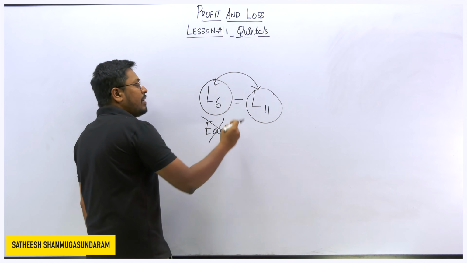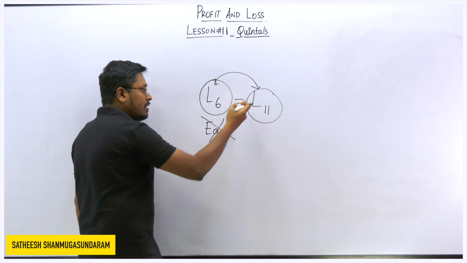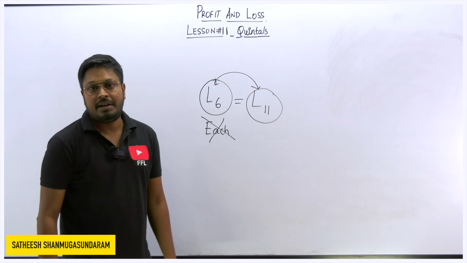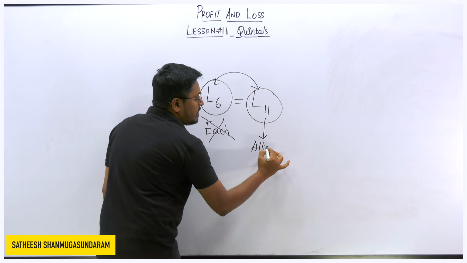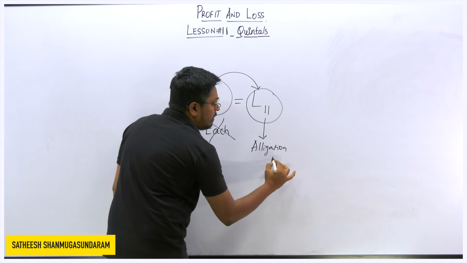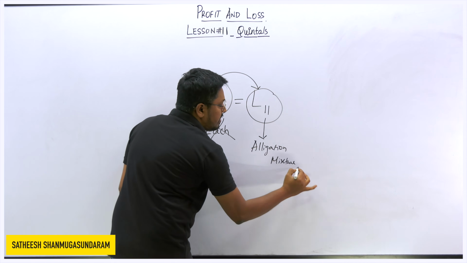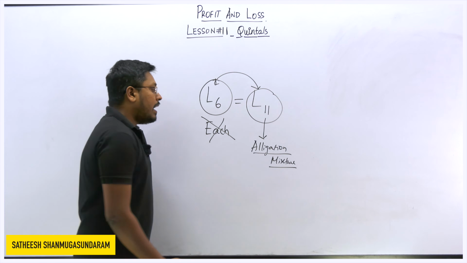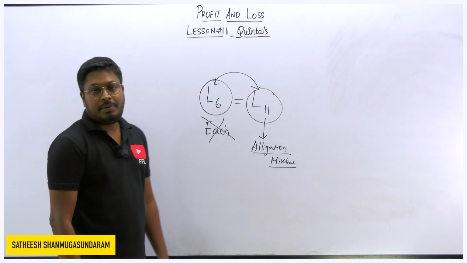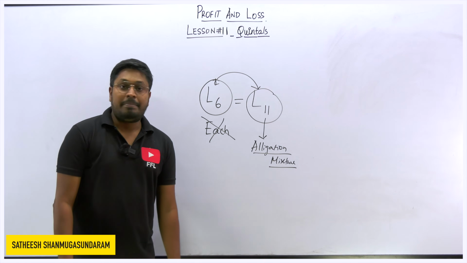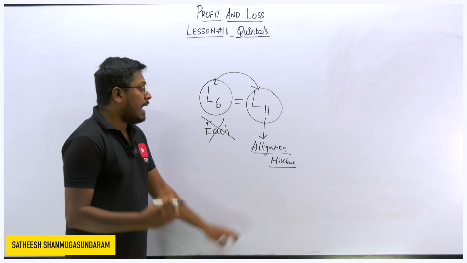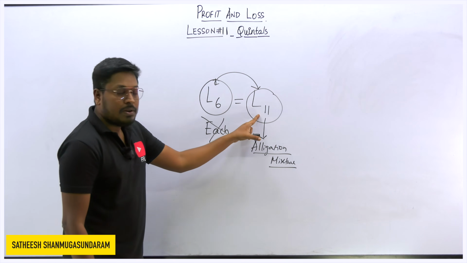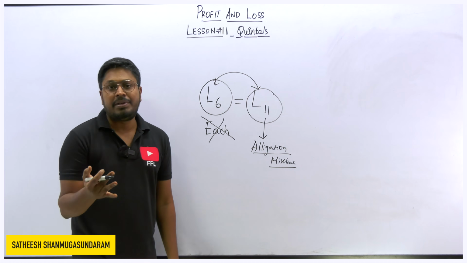When you take a book and see the same question that I am going to teach in lesson number 11, they solve it with a method called alligation mixture. I hope everyone remembers it. Alligation mixture is one of the aptitude topics. After time and work, you can see a topic called alligation mixture. They apply the alligation mixture concept here to solve the question.